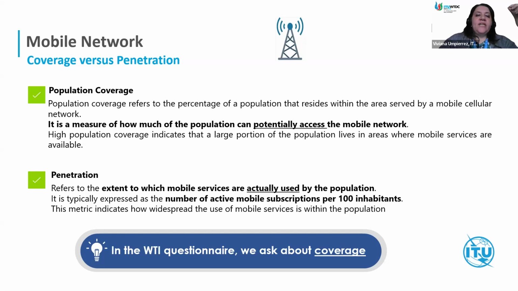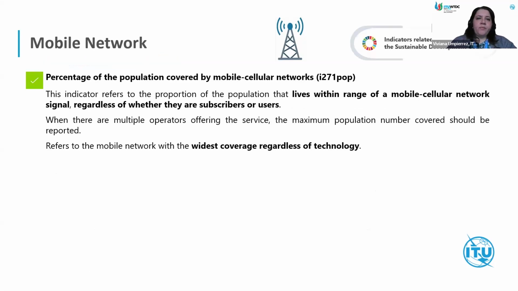This means they are subscribed to this service, and of course, it's represented in terms of per 100 inhabitants. What we ask in the questionnaire is about coverage. We would like to see if the inhabitants of some place would like to have access to that kind of technology, if they can have it. This is what we ask. We ask for coverage, not for penetration.